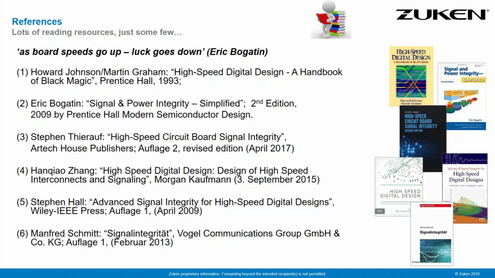Number 1, Howard Johnson and Martin Graham, High-Speed Digital Design: A Handbook of Black Magic. This is more or less a reference guide, more or less a Bible of high-speed design. The others are pretty good books too. Number 6 is, to my personal knowledge, the only good German one available introducing signal integrity. All of them are good references for getting started with signal integrity.